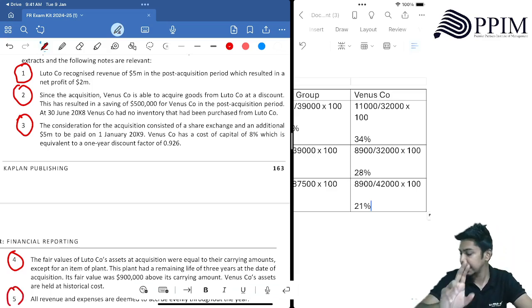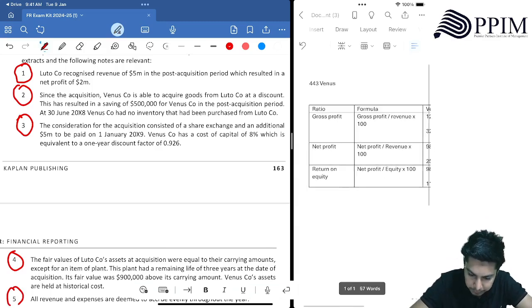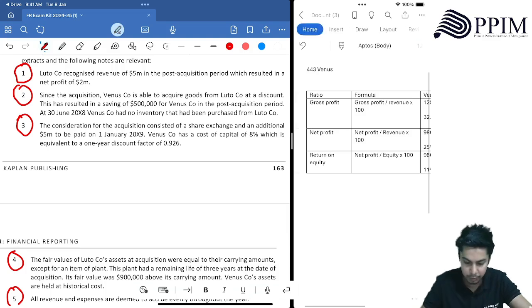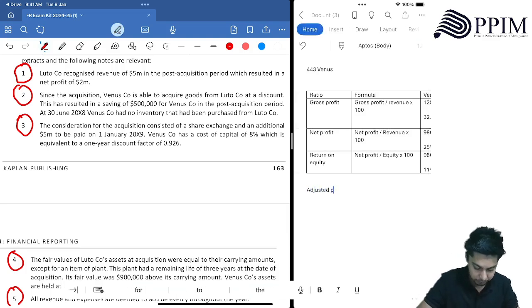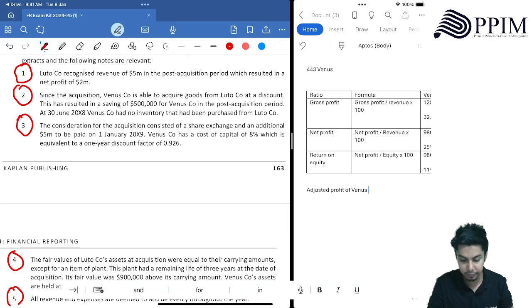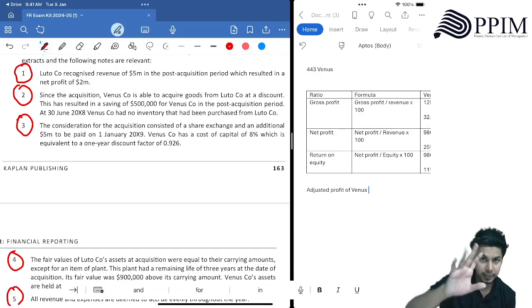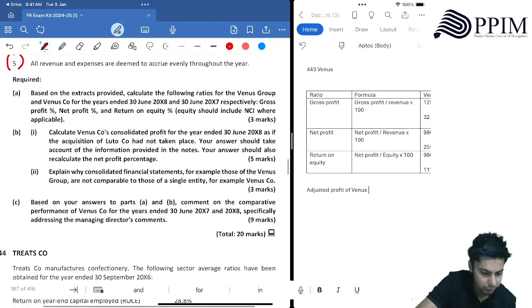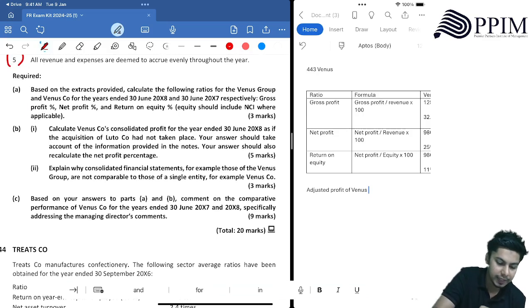Now guys, listen. This is the second requirement of the paper. Now, second requirement of the paper, guys, they are asking you to do something like this. Okay. Now guys, can you put over there adjusted profit of Venus? Put the heading really that way. Adjusted profit of Venus. Okay, guys, again, one more time. Can you look at this requirement a little bit, guys. One more time, look at this, will you?